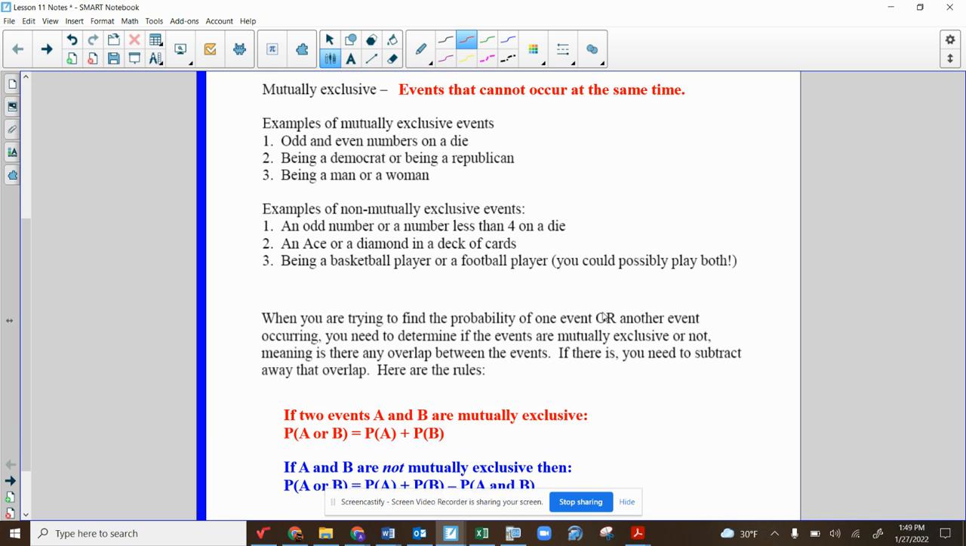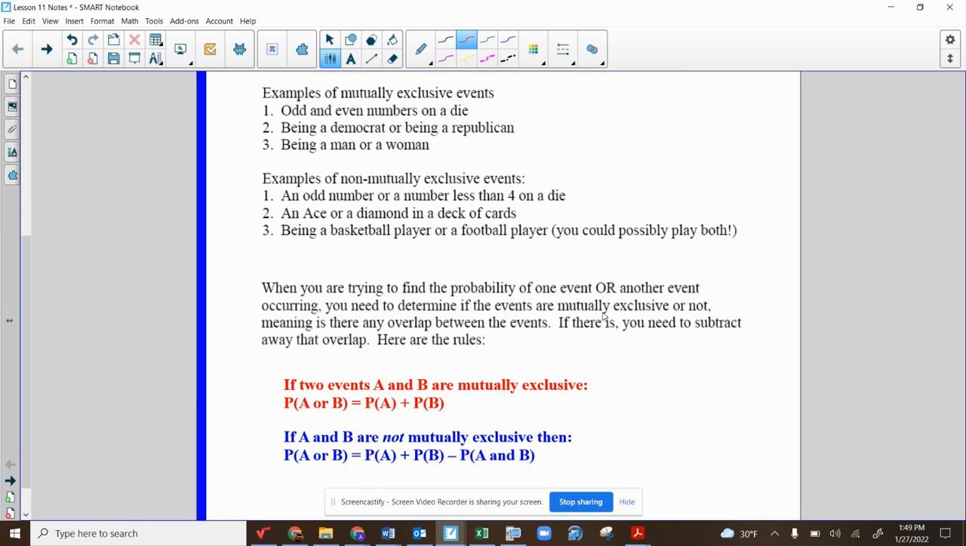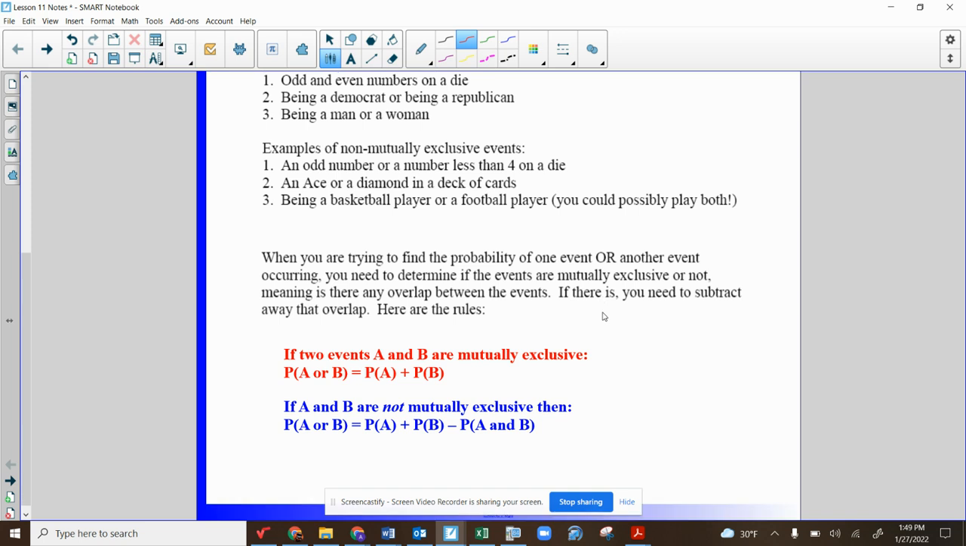So when I turn around and say, what's the probability of getting this or this? If they have any overlap, you're going to have to subtract that overlap away. We talked about that with the 9 of clubs or whatever that was from the previous lesson. So if things are mutually exclusive, you literally just add their probabilities together. And if they are not, then you add together their probabilities and take away the overlap.